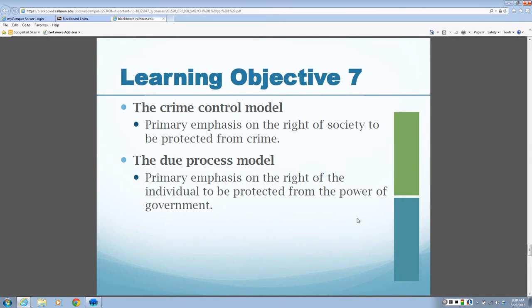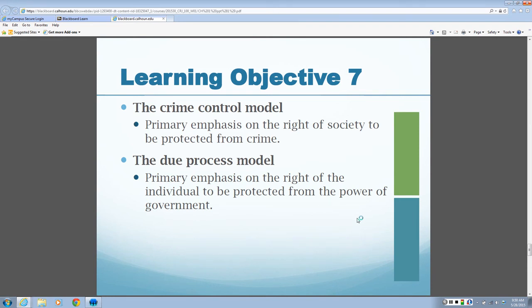It may try to respect the rights of the innocent, but it really tramples the rights of the accused. And that's a slippery slope. When you start trampling the rights of one group of people, it won't be long until you begin to trample the rights of all groups of people. And so probably a better model to look at crime would be the due process model.